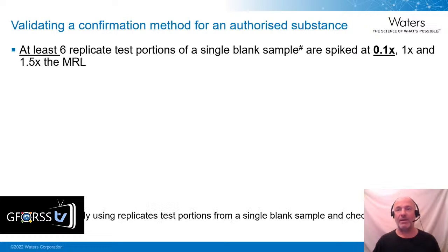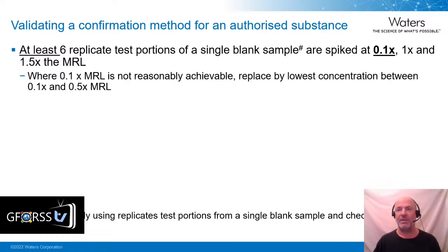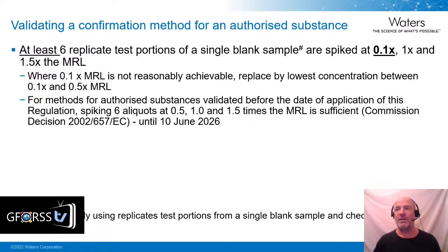At least 6 replicate test portions of a single blank sample need to be spiked at 0.1, 1, and 1.5 times the MRL. So this is the change from the previous decision, where you were allowed to spike at 0.5, 1, and 1.5 times the MRL.